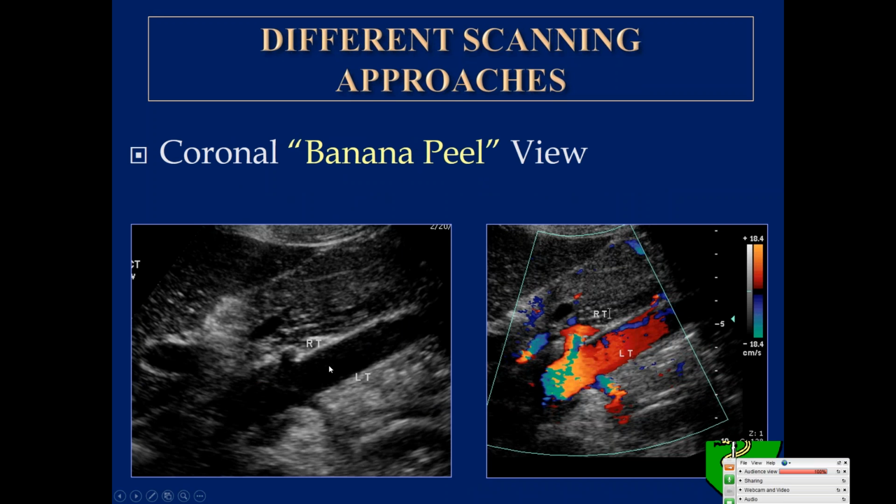And all of us know about the coronal banana peel view, where we have the aorta in the coronal view, and we can see the takeoff of the right and left renal arteries simultaneously, and it looks like a peeled banana.